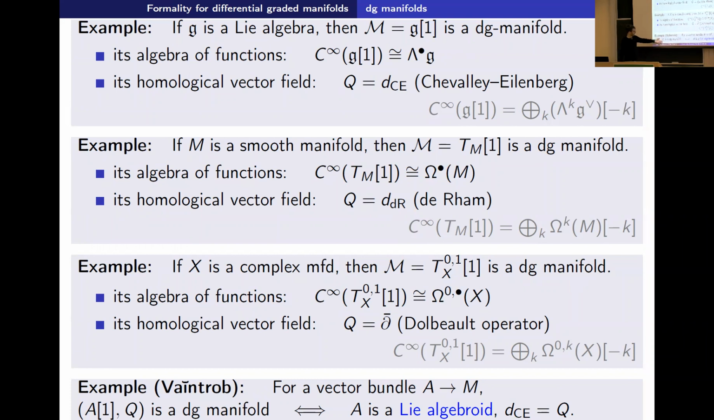Here's another class of DG manifolds. A Lie algebroid structure on a vector bundle A is the same thing as a DG manifold structure on A shifted by one. Here, the algebra of functions would just be the sections of the exterior algebra generated by the dual of A, and the homological vector field would arise as the Chevalley-Eilenberg differential of the Lie algebroid.